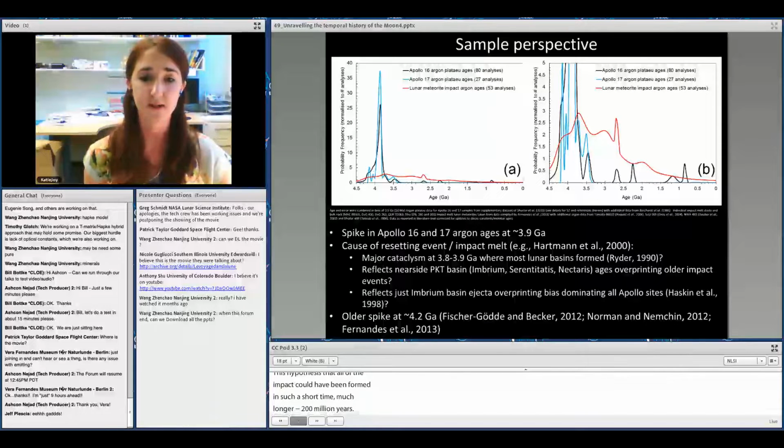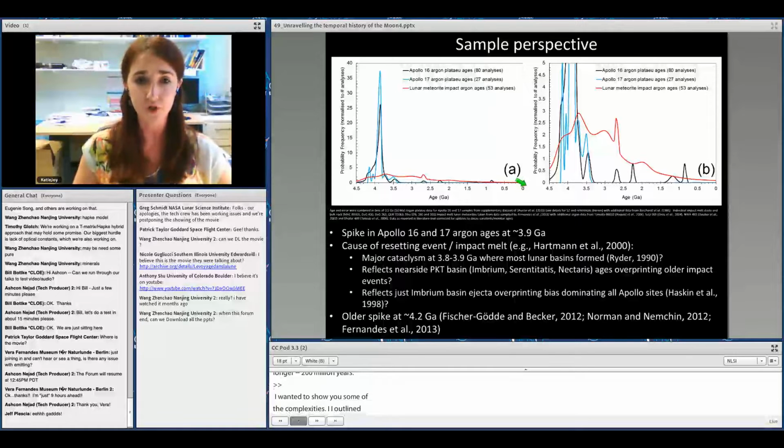So to go over some of the sample perspective in a bit more detail and to understand some of the complexities, I outlined just previously how we have the evidence from the Apollo sample age dating data set. And these diagrams at the top of the screen here show you a comparison of the ages of Apollo samples returned from the Apollo 16 and 17 missions compared to the age dates that have been analysed from 3.9.